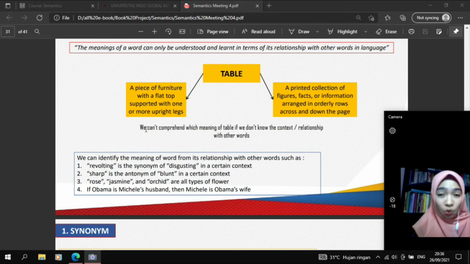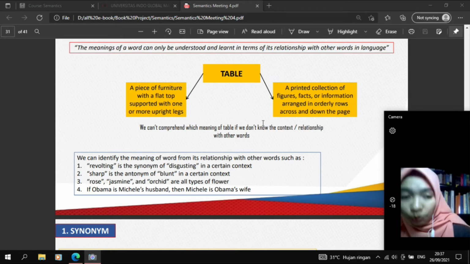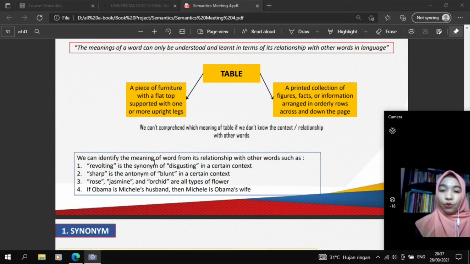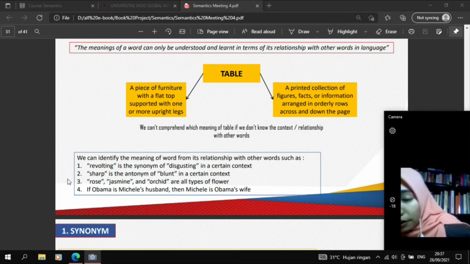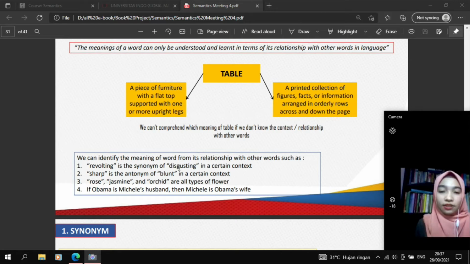Okay, so that's why it can be concluded that we can't comprehend which meaning of the table is meant if we don't know the context or relationship with other words. We can identify the meaning of a word from its relationship with other words, such as, this is another example, revolting. Yeah, we know, oh, that's the synonym of disgusting, only in a certain context.